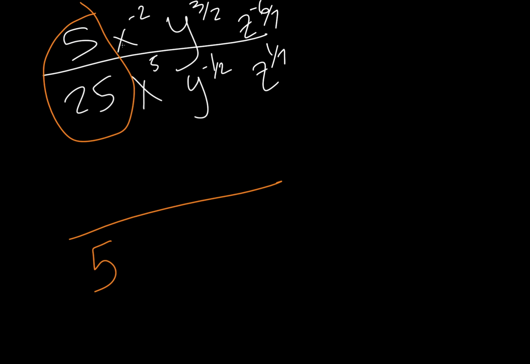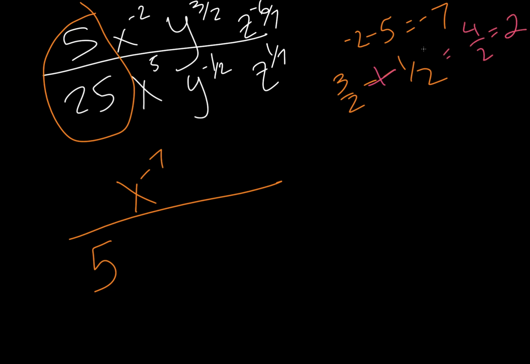Now right here, x to the negative 2, I'm going to think of this like negative 2 minus 5, which is negative 7. And so I get x to the negative 7. Right here, 3 minus negative 1/2. So 3/2 minus a negative 1/2. So we have a double negative right here, so it's really a positive. So if it helps, change that to a plus sign. Now we have 3 plus 1, which is 4, halves, which is 2, so we get y squared.